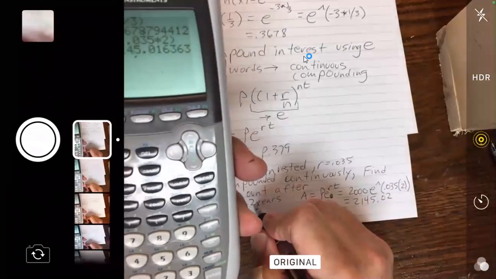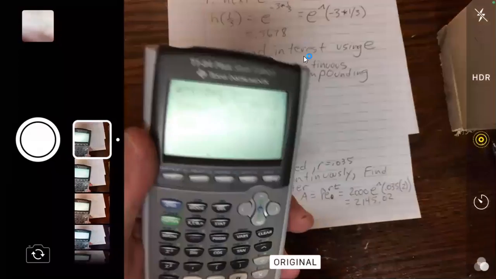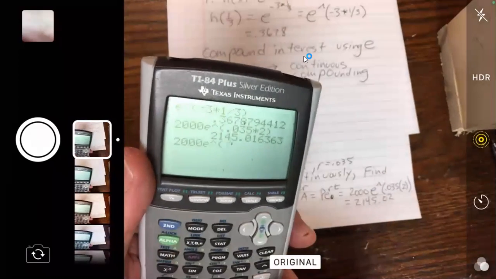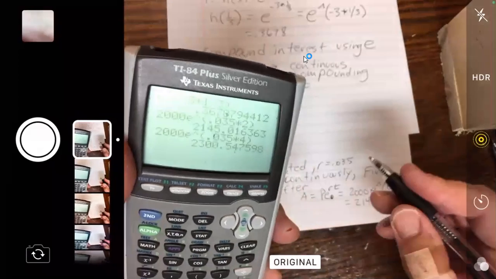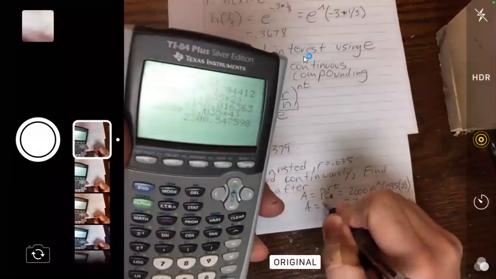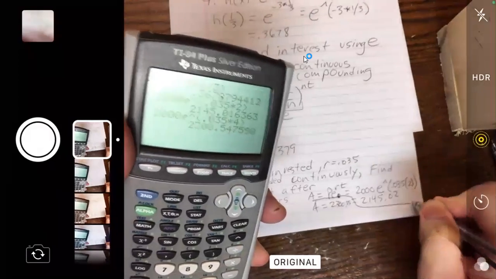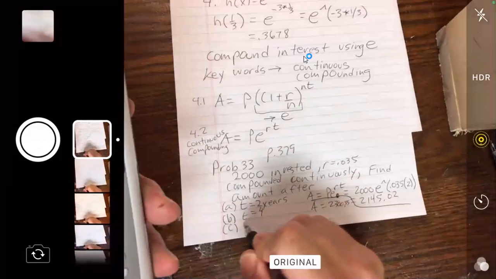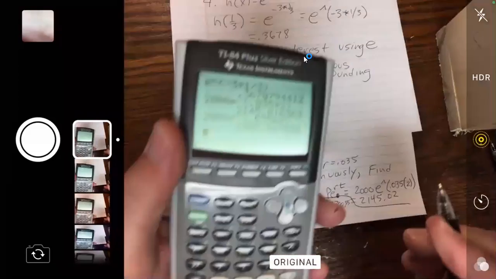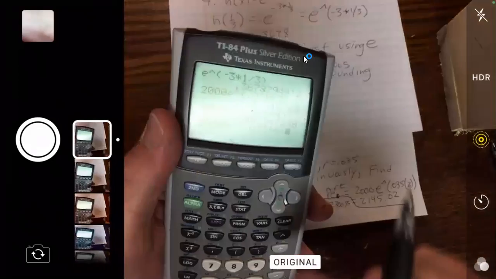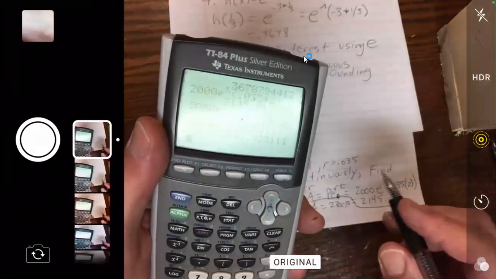Part B, T equals 4. 2000 e, 0.035 times 4. 2300.55. Okay. C, 12 years. 12 years. 12. 3043.92.